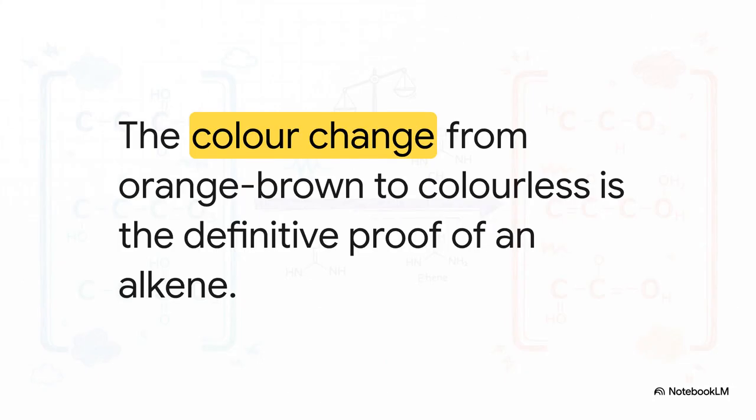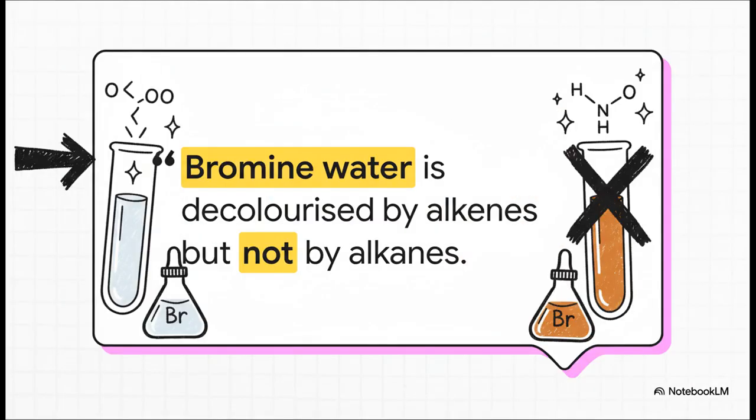That clear, visible color change from orange-brown to totally colorless is our definitive proof. The liquid that makes the bromine water go clear, that's our alkene. The one that stays orange, that's the alkane. Easy. So really, it all boils down to one simple, powerful rule. And here it is: bromine water is decolorized by alkenes, but not by alkanes. That one sentence is the key to the whole chemical showdown.